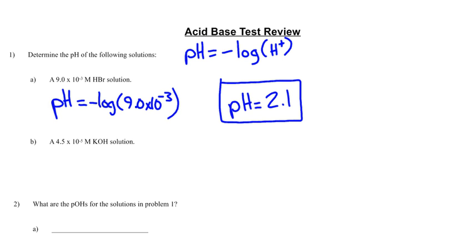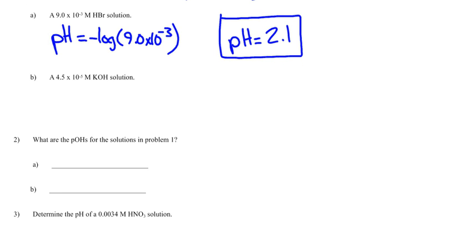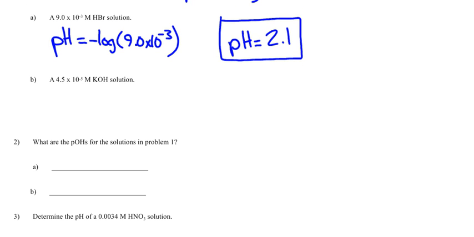Okay? My next one, letter B, says a 4.5 times 10 to the negative fifth molar potassium hydroxide solution. Now, this time, I'm looking here, and instead of seeing just an H, I see an OH. That means that my concentration is not going to be my H plus concentration. So I can look at this in two different ways. I can solve two different problems.